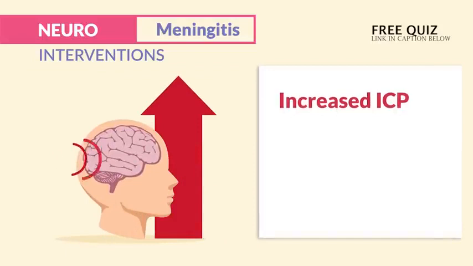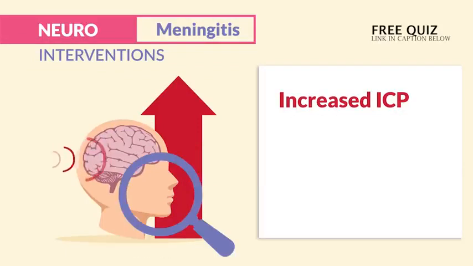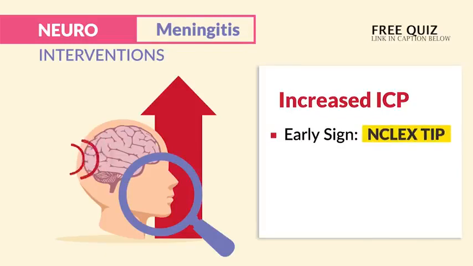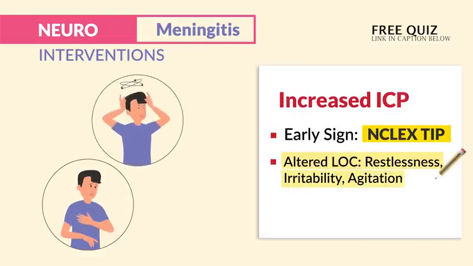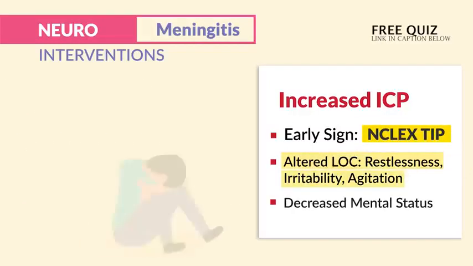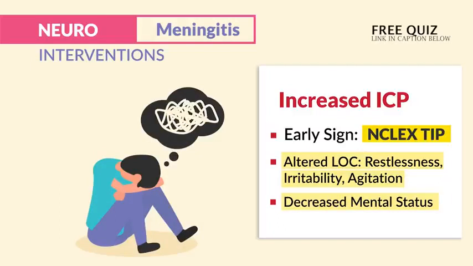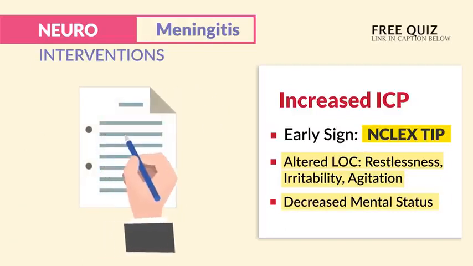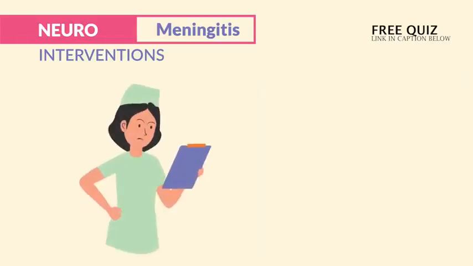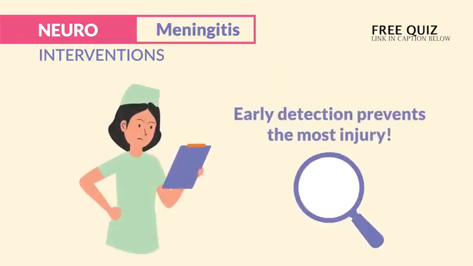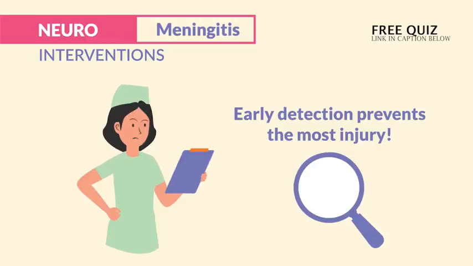And we monitor for signs and symptoms of worsening increased ICP. Remember, the earliest signs, huge NCLEX tips here. Altered level of consciousness with restlessness, irritability, and agitation, as well as decreased mental status. You guys better write that down. We have an entire video on increased ICP, but this sign is typically the most tested since it's the earliest sign. And on the NCLEX and even in your nursing career, early detection prevents the most injury.